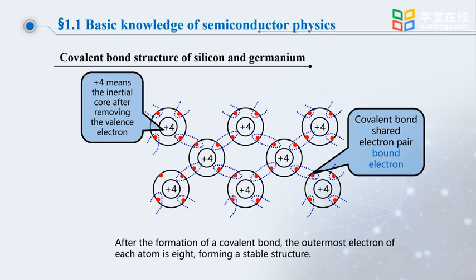Let's look at the covalent bond structure. In silicon and germanium crystals, the 4 atoms around one nucleus are held together by 4 covalent bonds. In the whole crystal, the internal lattice arrangement is exactly the same. We call it a single crystal. So the single crystals of silicon and germanium are intrinsic semiconductors, or pure semiconductors.